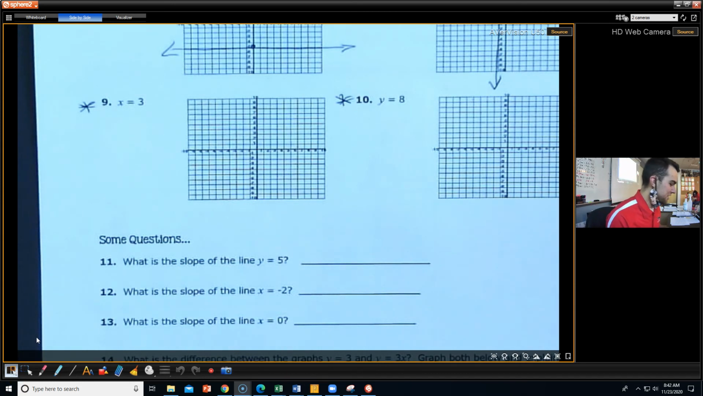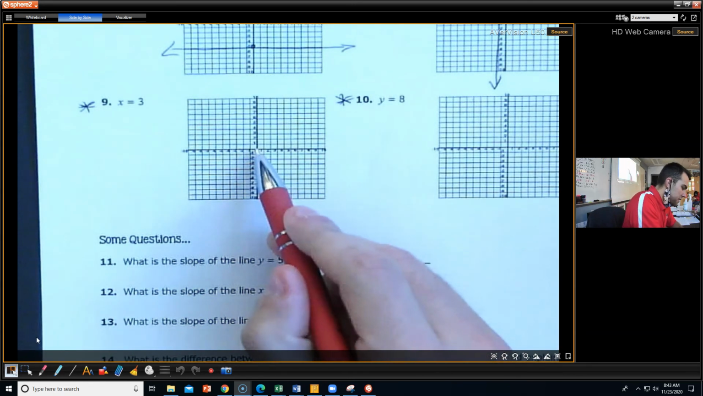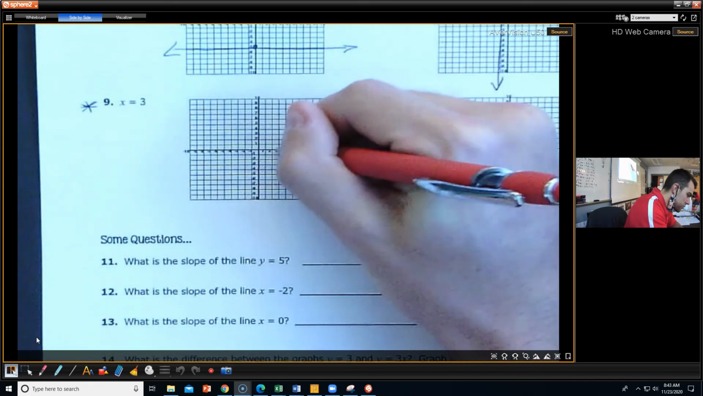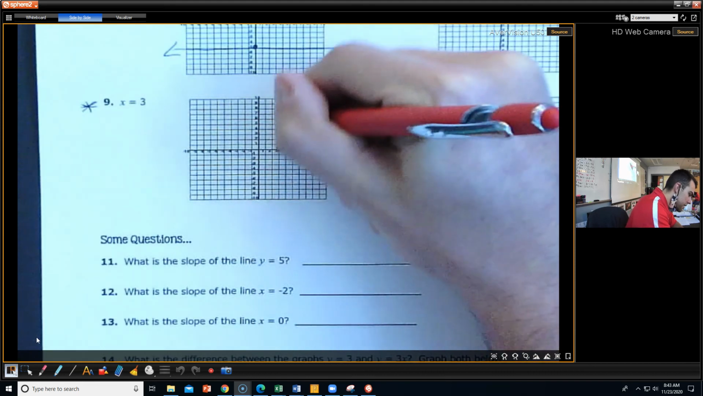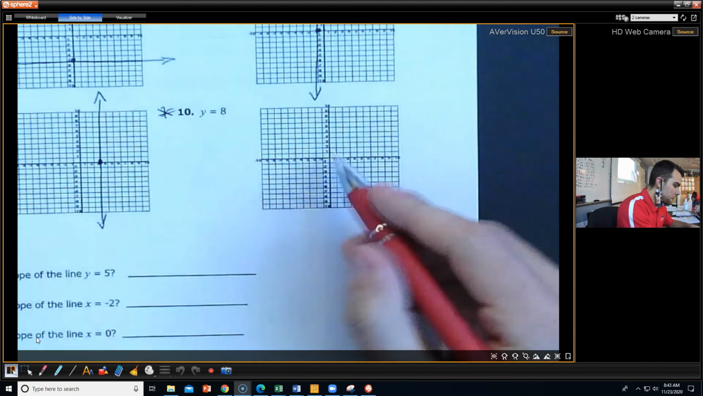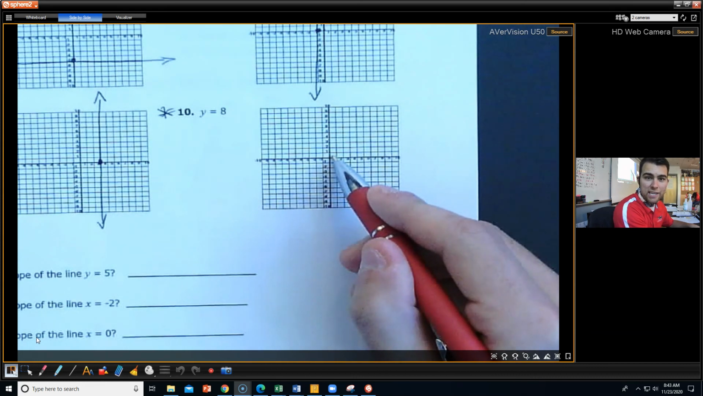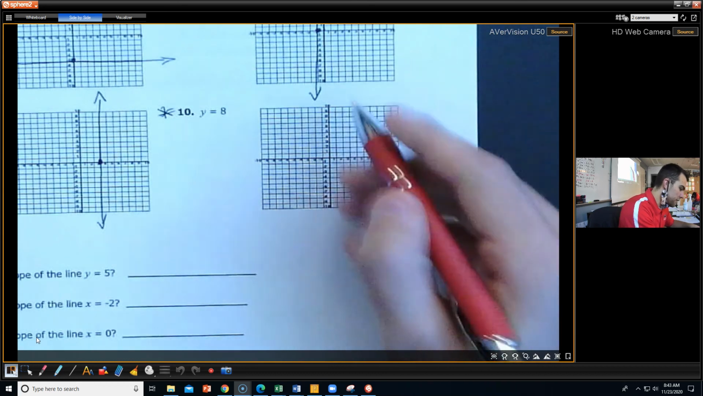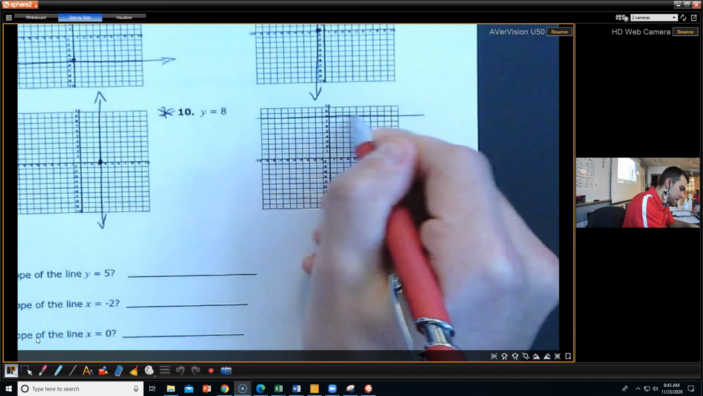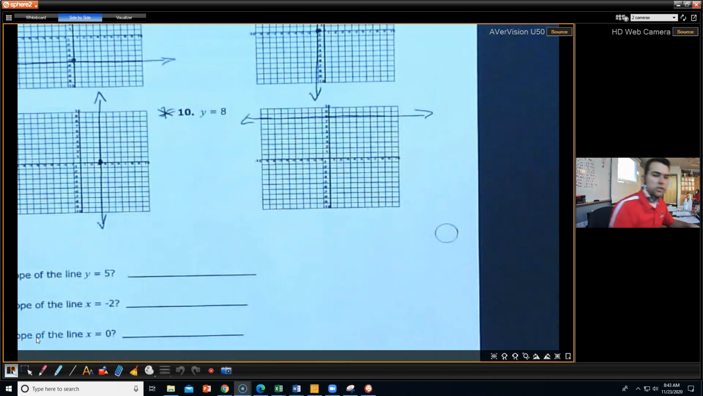All right, number 9, x equals 3. So 3 is where my x-intercept is. So I'm going to come over here on the x-axis to 3, 1, 2, 3. And I know it's x equals. So there's going to be a vertical line going through there. That guy is done. Number 10, last but not least, y equals 8. 8 is my y-intercept. And y equals lets me know it's a horizontal line. So I'm going to come up here to 8. 1, 2, 3, 4, 5, 6, 7, 8. And I need a horizontal line going through there. And I am finished. All right.